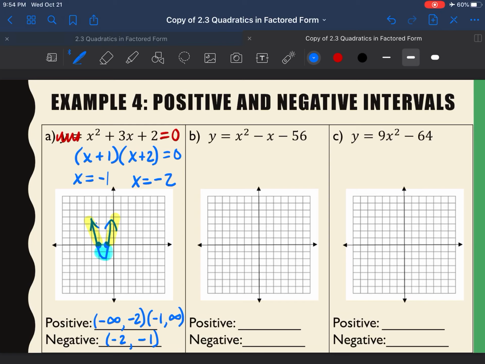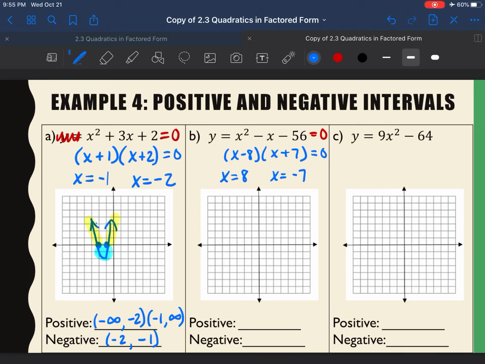Okay, I'll do the same thing on the second one. So find the x-intercepts, set it equal to 0. We will factor this into 2 parentheses. So this would be x minus 8 times x plus 7. They multiply to 56, and they add to give you the -1 in the middle. So you get x is equal to 8, and x is equal to -7.